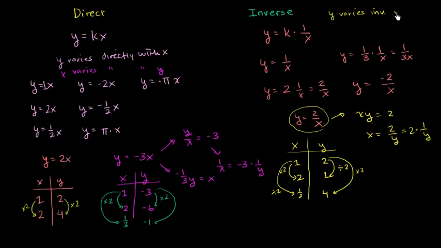So y varies inversely with x. This is the same thing as saying, and we just showed it over here with a particular example, that x varies inversely with y. And there's other things. We could take this and divide both sides by 2, and you would get y over 2 is equal to 1 over x. There's all sorts of crazy things.